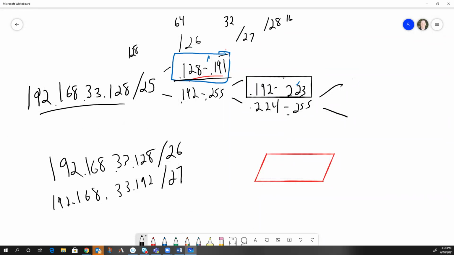Any questions on that? Everybody's super quiet. So the mistake I made was I pulled this portion out and then I continued to try to subnet it. Once you pull a subnet out, you can't subnet it again. It's in use, so I couldn't subnet it again. That's why I messed up. Okay.